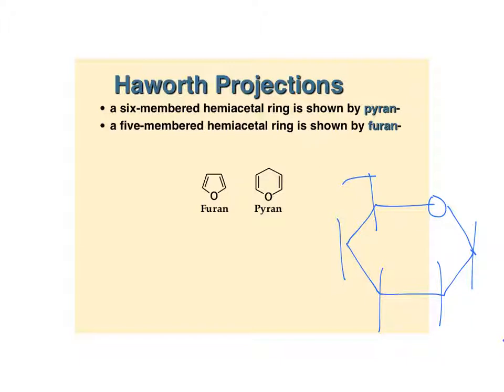So the glucopyranose is the one that you've probably stereotypically seen the most, because that's the one that's used to make glycogen, whereas the ribofuranose is the one that's used to make RNA and DNA.